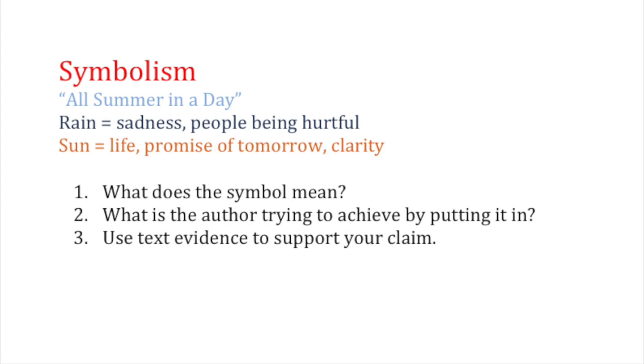I would use text evidence to support my claim, using parts of the story that support that rain symbolizes sadness and the sun symbolizes clarity of light. And I would talk about this in my writing.